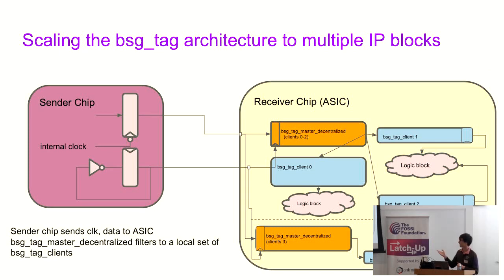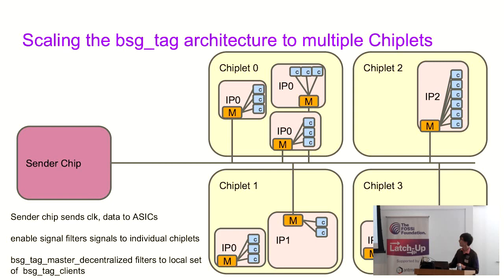So that's an example with one tag master, but in order to scale, you need multiple tag masters. For a large ASIC, you might have a dozen, one per IP block. And we use something called a decentralized tag master, which basically filters these client requests to a local set of clients that can be configured per IP block. And then you can scale up from there. The BSG tag enable line could then be used to filter between multiple individual chiplets. And then within that, the decentralized tag master can filter down to a number of clients.